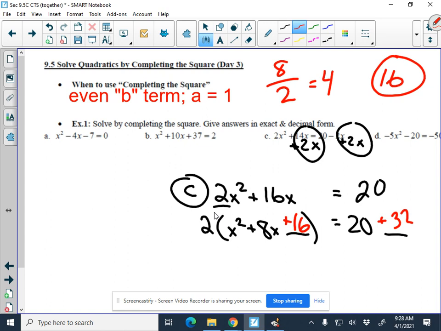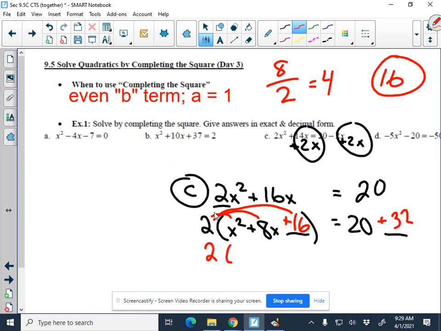Because this 2, when I put this 16 in, if I took this 2 and multiplied, I'd have 2x squared plus 16x. And then the 2, since that blank went in there, I'd have to multiply the 2. I really added 32 when I did that. Does that make some sense? Okay, so now we're going to factor.